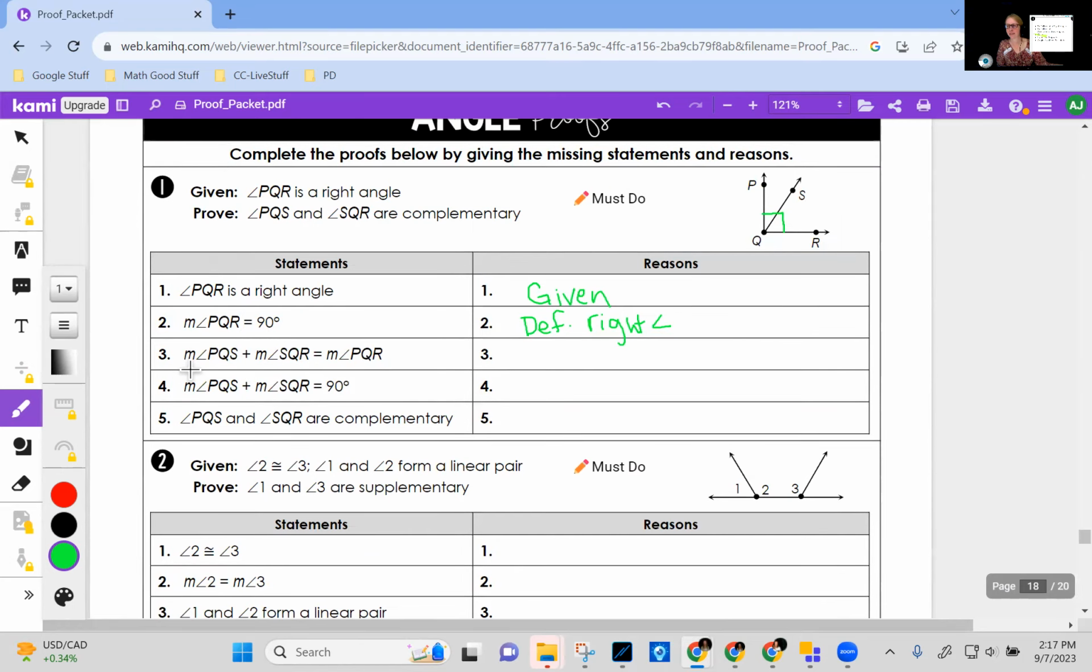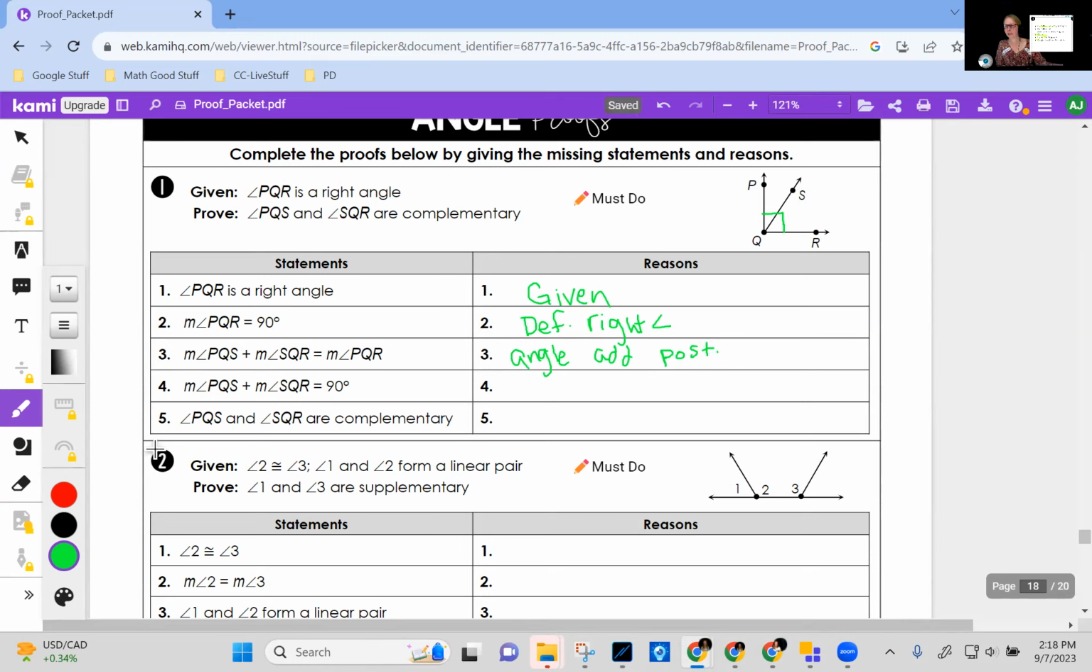All right, the next one says angle PQS, that's this one up here, plus angle SQR equals angle PQR. Ooh, that looks awfully familiar. And if I look at my choices, which I forgot to write this one off, it's not a complementary angle. It's not the transitive property, but it is the angle addition postulate. Small angle plus another small angle equals the bigger one. So angle add post. That'll be good enough.